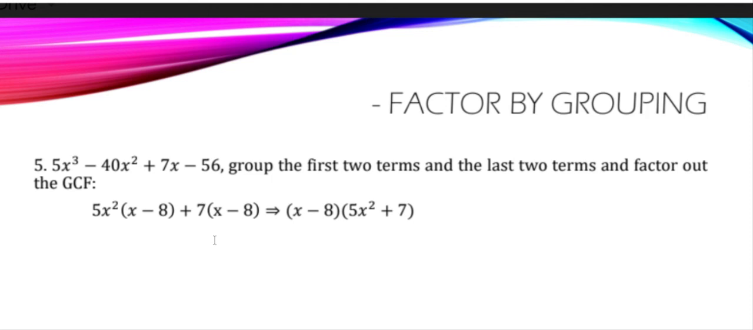Now I can observe that x minus 8 is common between the two expressions, so I can take it out. So my final answer would be x minus 8 times 5x squared plus 7. And as always, I can do FOIL to make sure that my answer is correct, and my answer is correct.